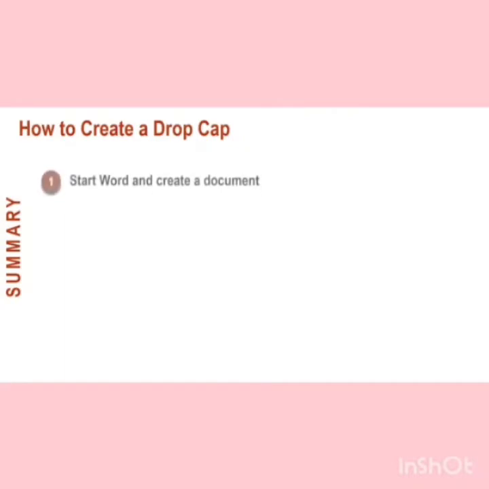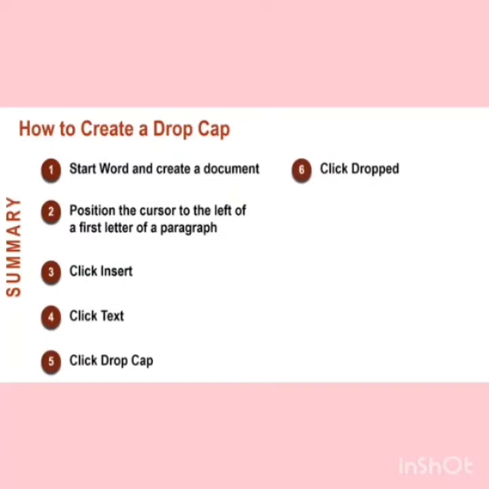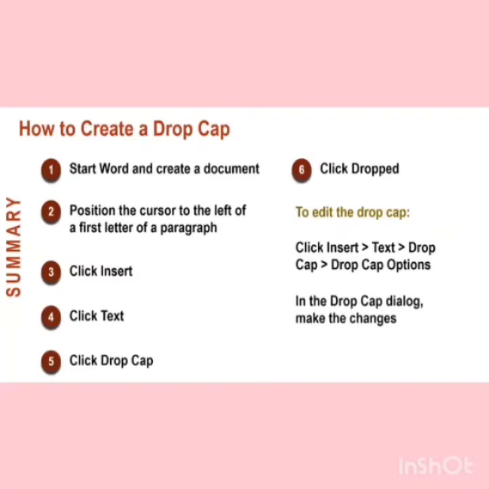Now summary. Number 1, start Word and create a document. Number 2, position the cursor to the left of the first letter of a paragraph. Number 3, click Insert. Number 4, click Text. Number 5, click Drop Cap. Number 6, click Dropped.